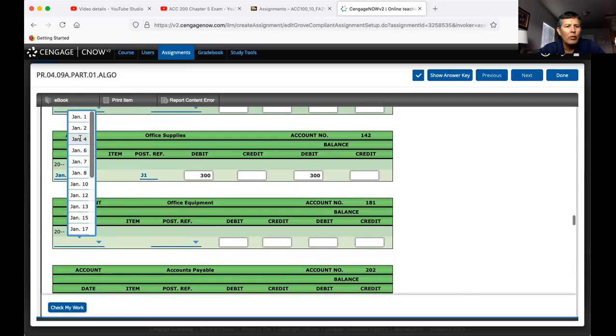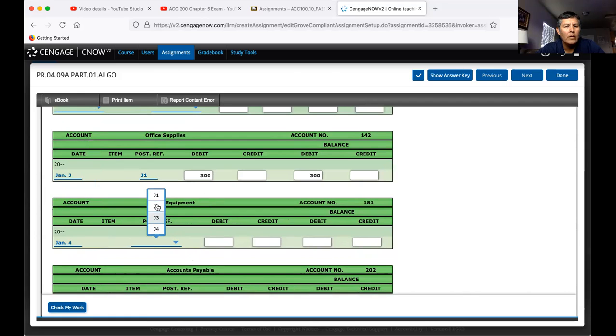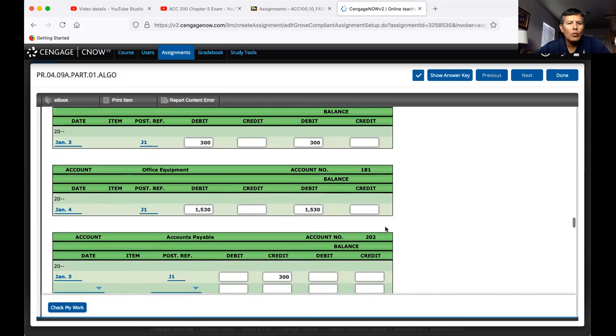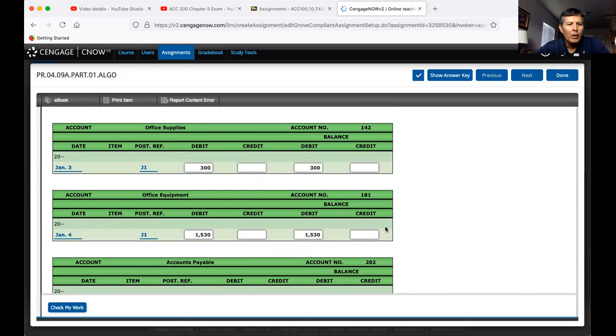So the date was January 4th. J1, and we debited it for 1530. Okay, our ending balance is going to be 1530. Oh, no, wrong side. 1530 over here. Notice how I don't need to do anything else in this account because these will go directly to our balance sheet. Okay, so this was the office equipment.